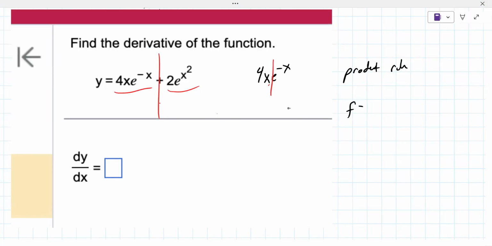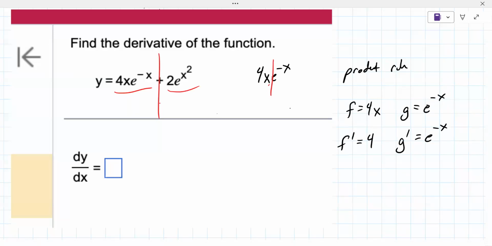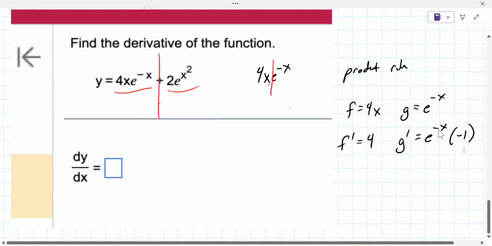So your f is 4x and your g is e to the minus x. If you remember product rule, you have to find f prime. Your f prime is 4. Now for your g prime, the problem here is that this is really a u sub, a chain rule problem. The derivative of e is itself times the derivative of the inside function. Where did the -1 come from? The derivative of the inside function, which is negative x.